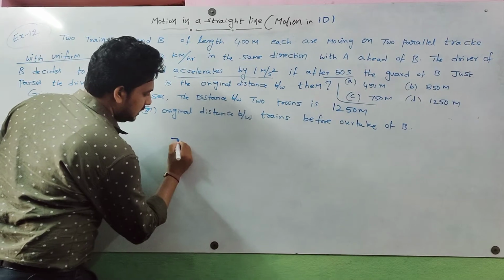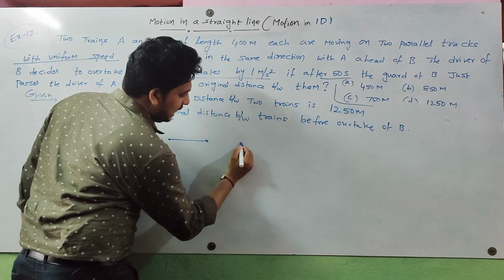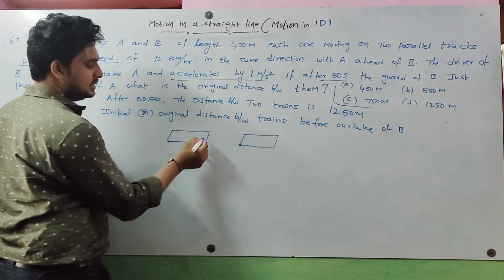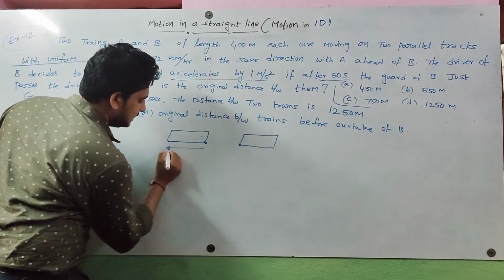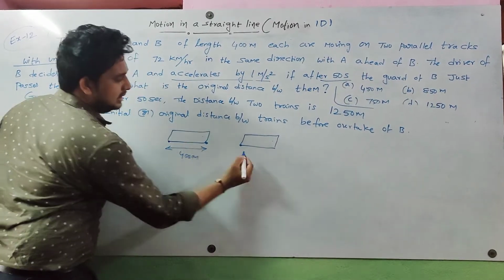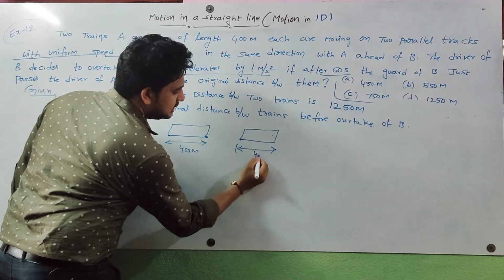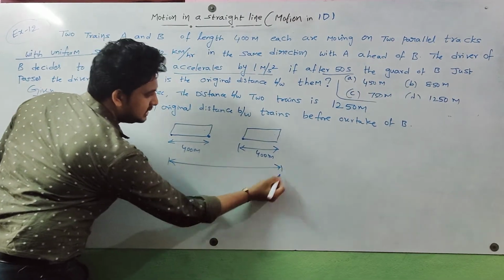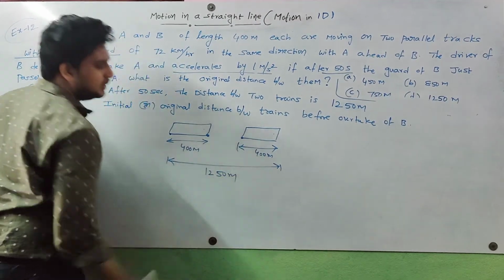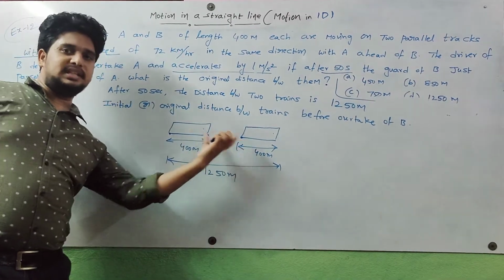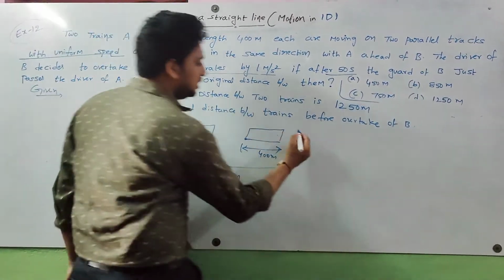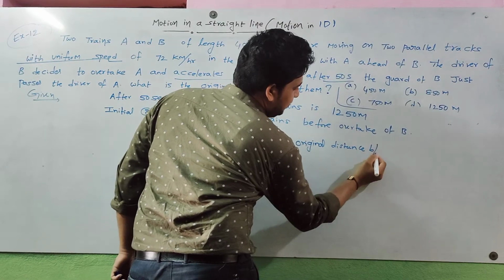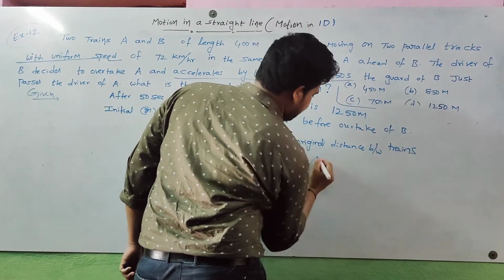For example, this is one train, this is another train, these two trains I consider here. Each train has a length of 400 meters. The distance between these two after 50 seconds is given as 1250 meters. What is the original distance between these two trains?